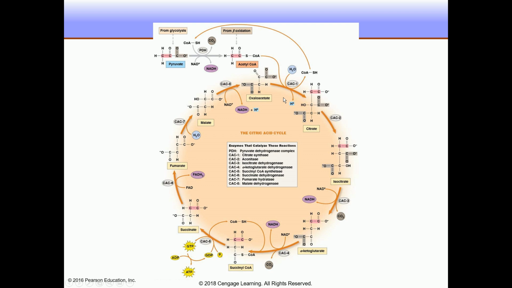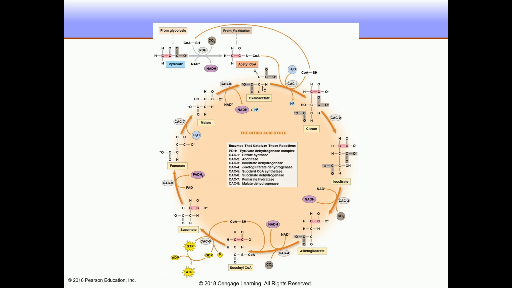Another important thing to know is that oxaloacetate is present in the mitochondrial matrix already, and acetyl coenzyme A combines with oxaloacetate, and once all these 8 reactions take place, again these reactions end up with oxaloacetate. So we start with oxaloacetate, we end with oxaloacetate. That's why it's called a cycle. That's why it's called a Krebs cycle, or a citric acid cycle.